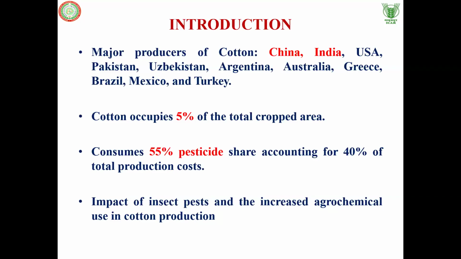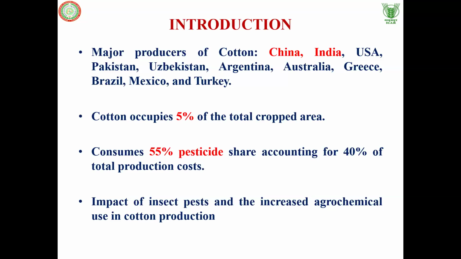If you look at the area, cotton occupies 5% of the total crop area. Though it occupies less area, its use of pesticides is high. The cotton crop consumes 55% of the pesticides, and it accounts for 40% of the total production cost. This much pesticide is used mainly because cotton is attacked by more than 125 insect pests and some other diseases.